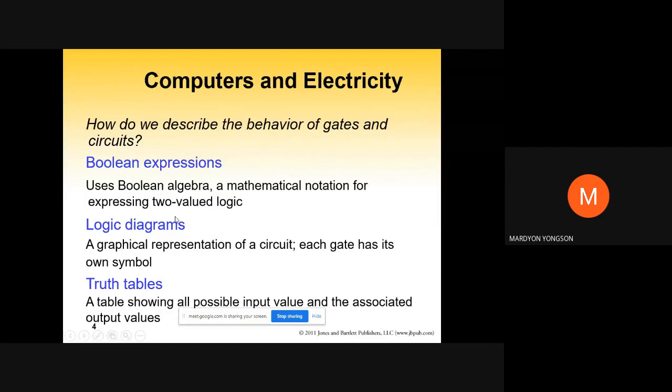And then we have logical diagrams. So logical diagrams naman yung graphical representation of a circuit that each gate has its own symbol. So ito yung kaninang define natin yung mga logic gates, yung mga symbol, yung logic diagrams. Then next, we have truth tables, a table showing all possible input value and associated output values. And so lastly, we have these truth tables na yung laman ng truth tables natin, yun yung input and output.